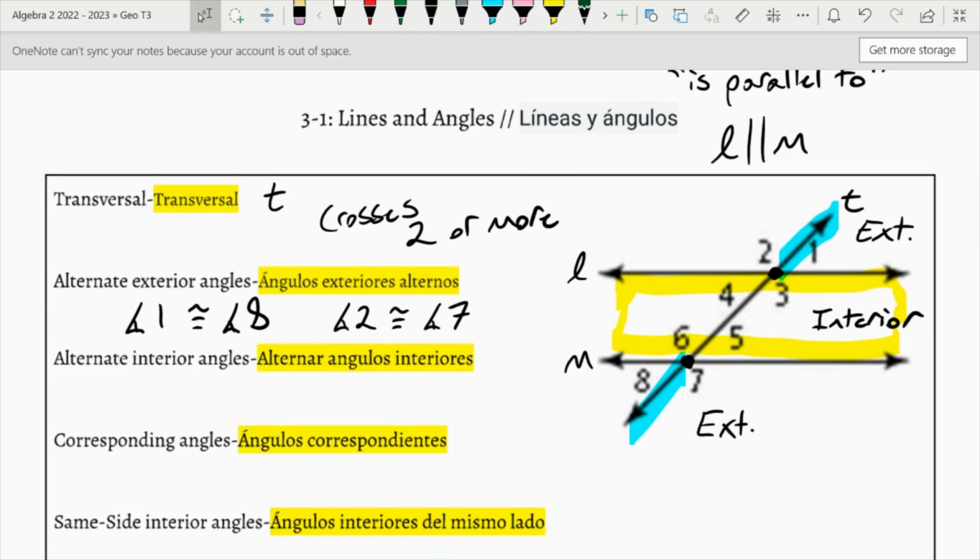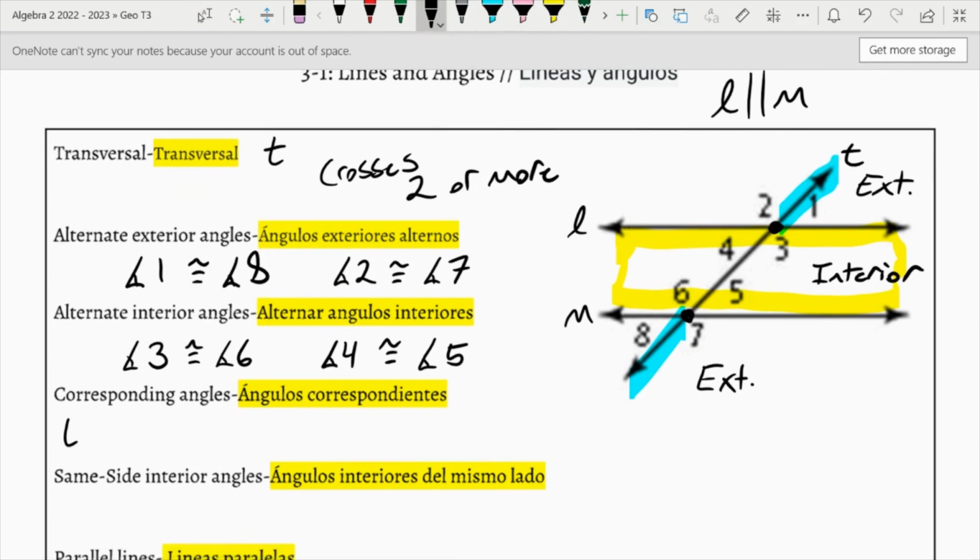Alternate interior means opposite sides on the inside. So that would be angle 3, which is congruent to angle 6, and angle 4, which is congruent to angle 5. Okay, so that's alternate interior.